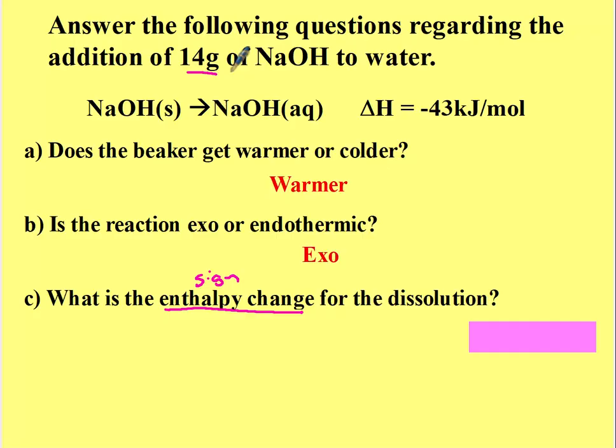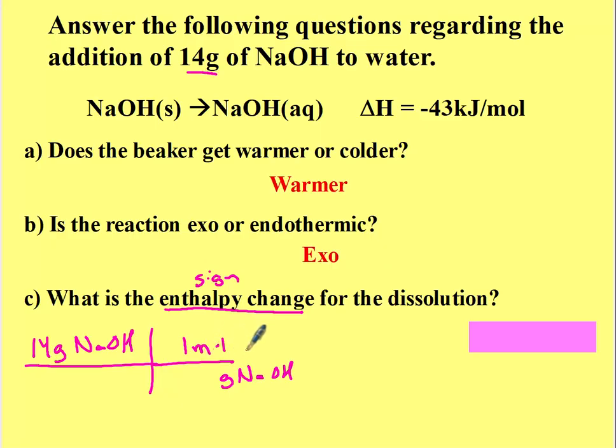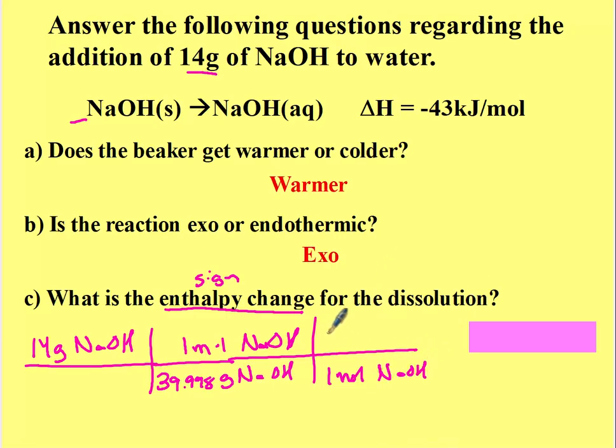So we only have 14 grams of NaOH, and that's grams, so we need to convert that to moles. And then we have 1 mole of sodium hydroxide will produce negative 43 kilojoules. So our final answer is negative 15 kilojoules.